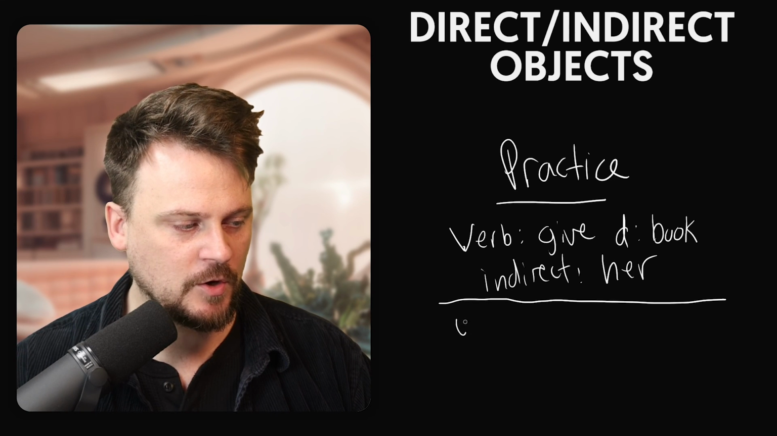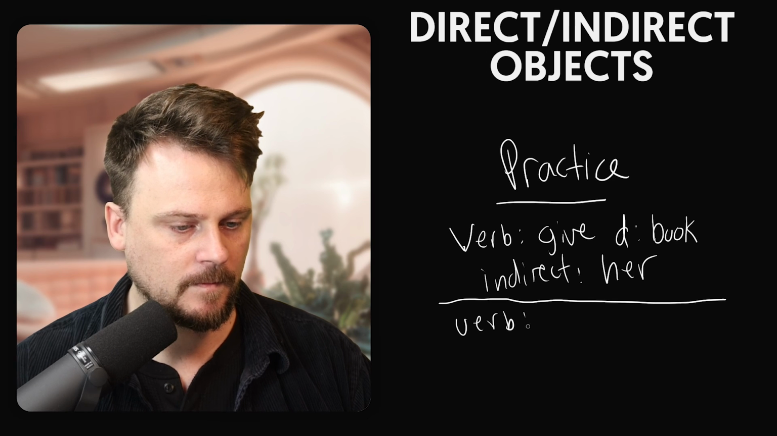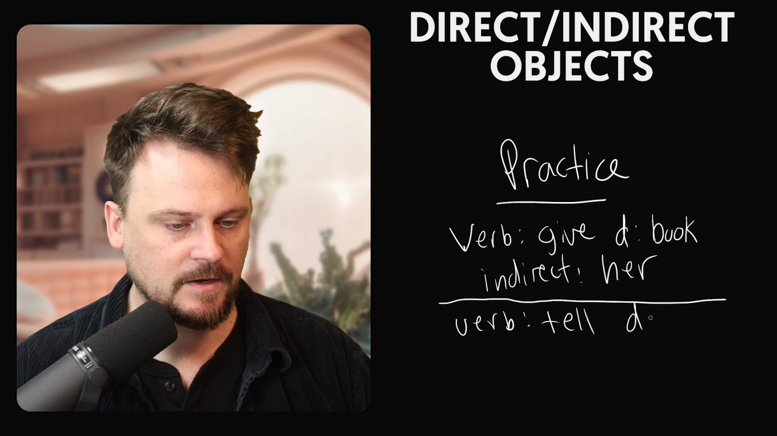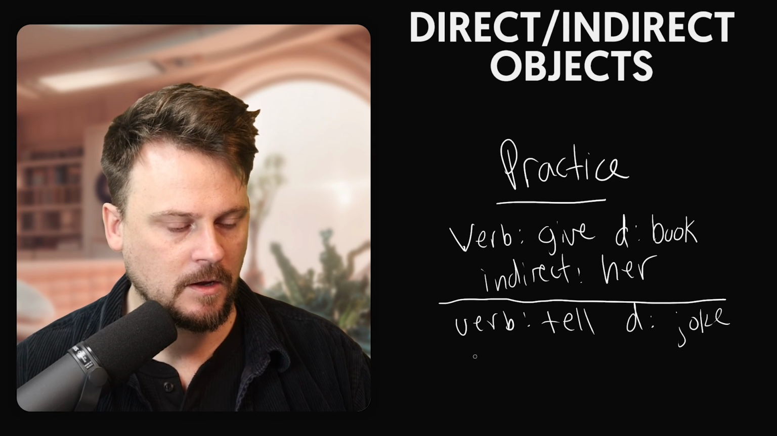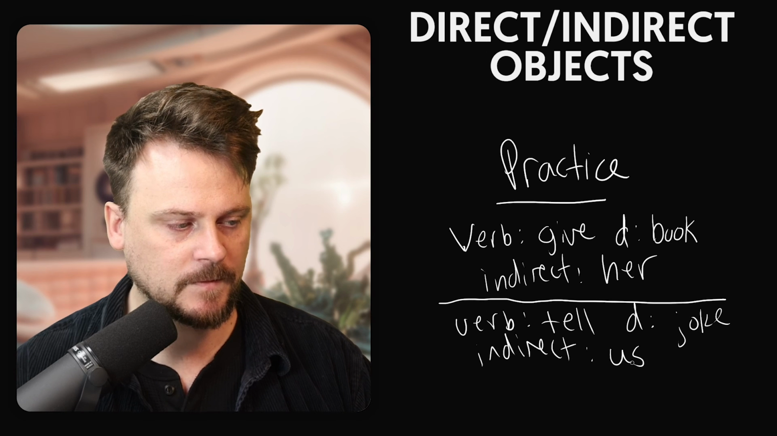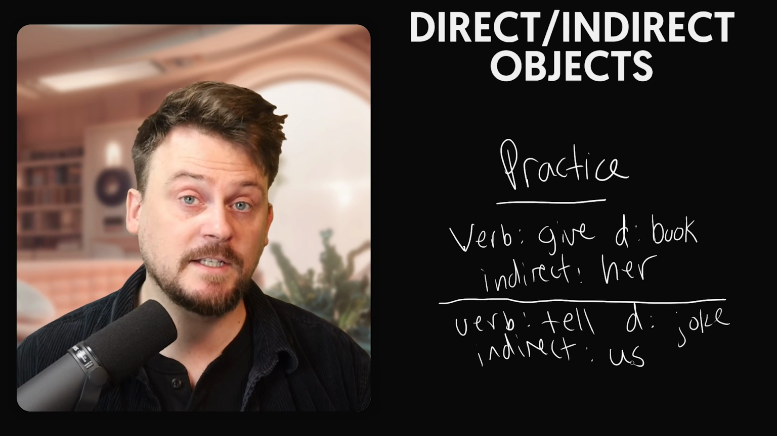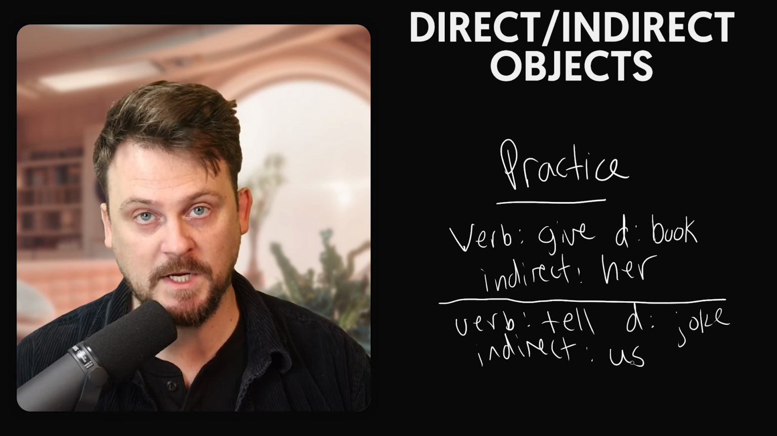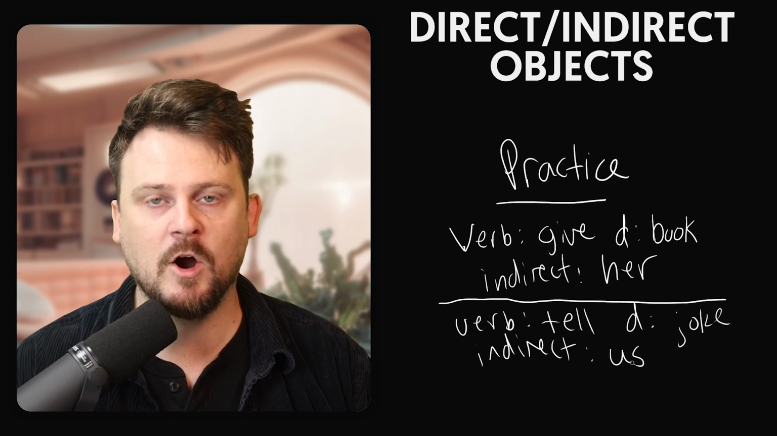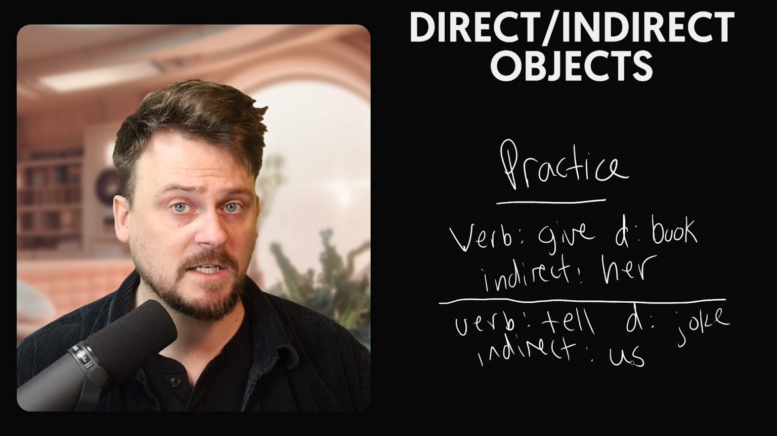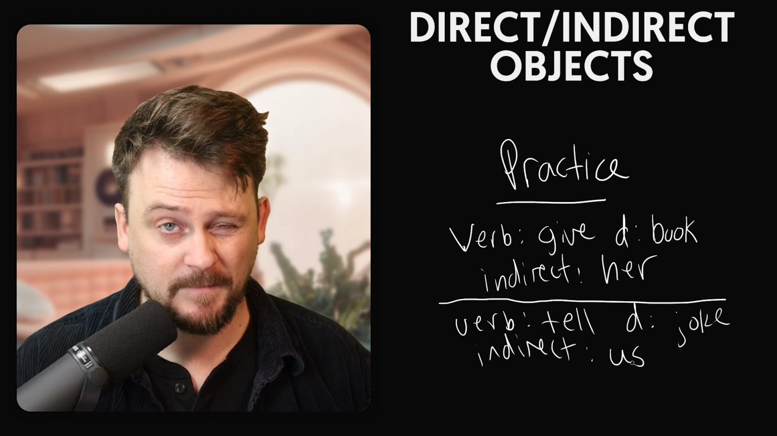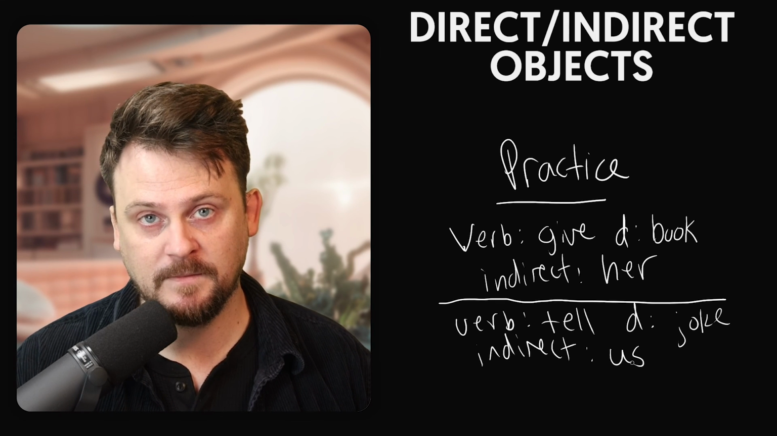And then I want you to do another one with verb tell, direct object joke, indirect object us. Okay? So I want you to try to see if you can make sentences with those pieces. It shouldn't be that hard with this explanation, but once you're done with them, please share them. I would love to take a look.